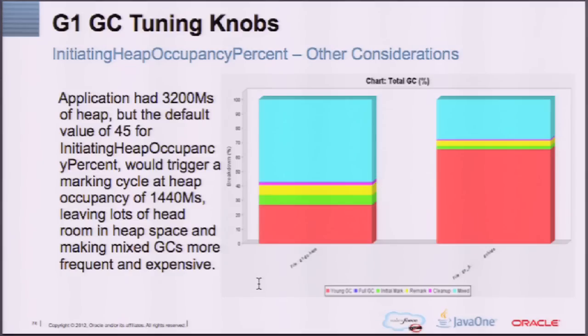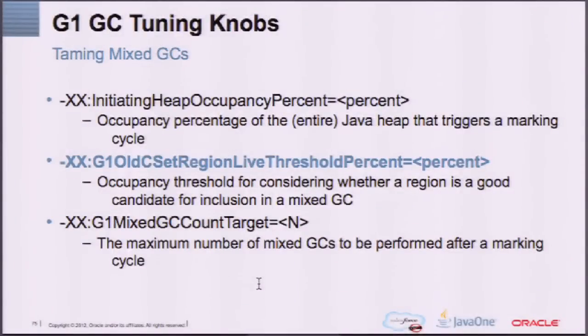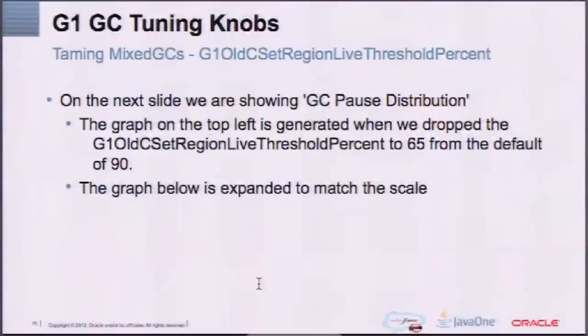And now we have this much room that we're not using. The marking cycle starts, it does everything, and comes down. So we're doing more mixed GCs, and they're expensive. So we asked them to raise it to 70, and look at the difference. Again, the turquoise color is mixed GC, the red is young GC, and so on. Old CSET live threshold percent, we'll talk about that next.